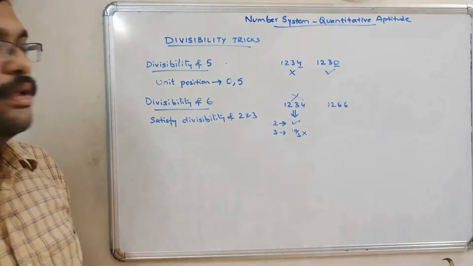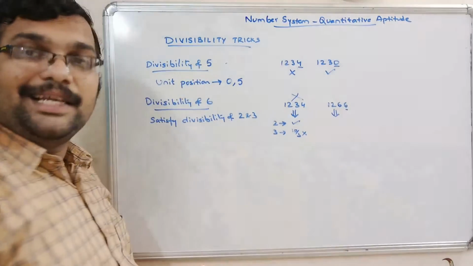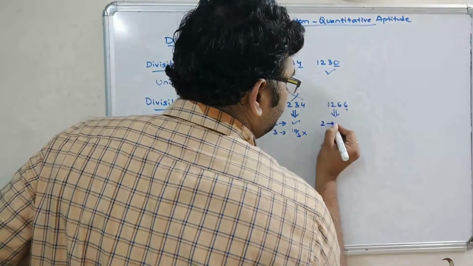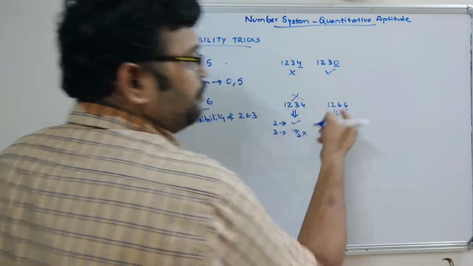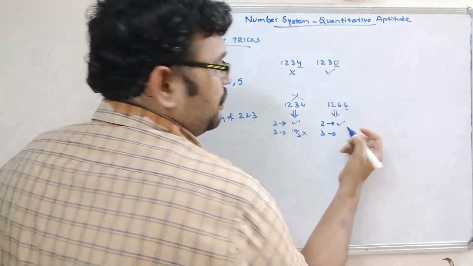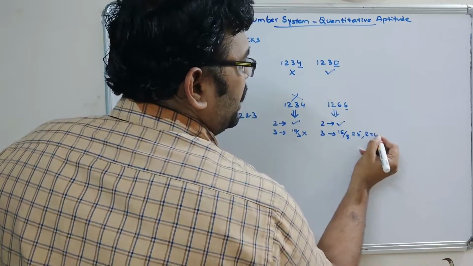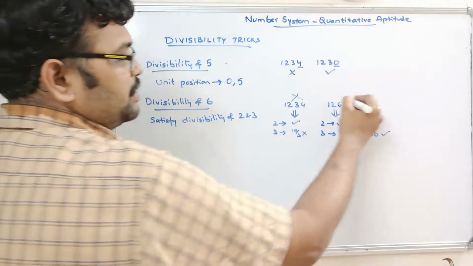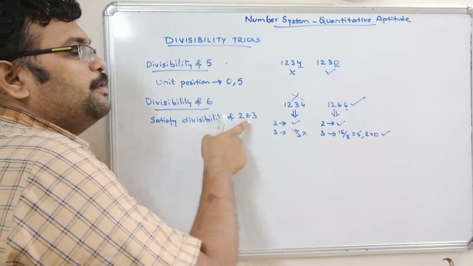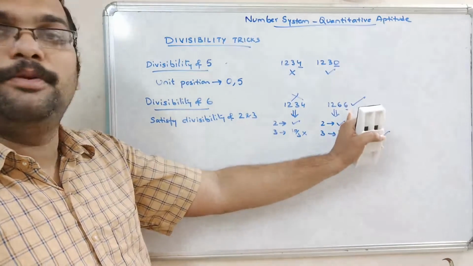Let's take this one, 1266. Coming to the 2, the units position there is 6, which is an even number. So simply we can say that it is divisible by 2. Coming to the 3, find out the sum. 1 plus 2 is 3, 3 plus 6 is 9, 9 plus 6 is 15. So 15 by 3 is nothing but 5 and the remainder is 0. So it is also divisible by 3. That implies this number is divisible by 6. So the only trick is, it should satisfy the divisibility of 2 and 3. Then only we can say that the number is divisible by 6.